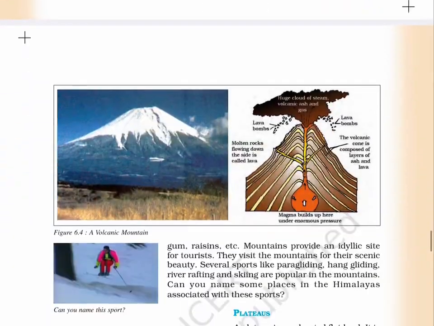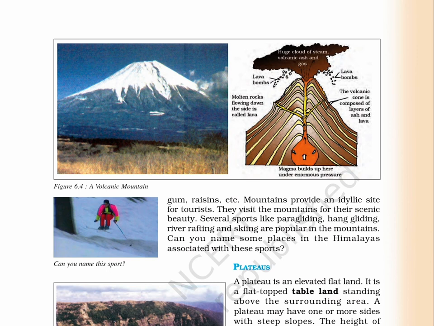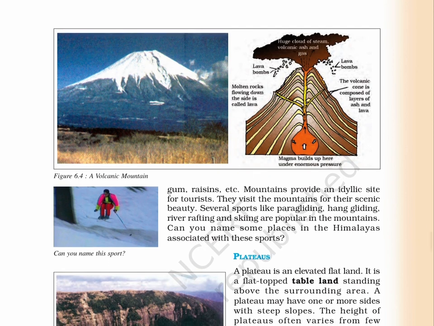Page number 42. Figure 6.4 shows a volcanic mountain. Magma builds up here under enormous pressure. The volcanic cone is composed of layers of ash and lava. Molten rocks flowing down the side is called lava. Also, we see huge cloud of steam, volcanic ash and gas. Along with that, we see lava bombs flowing down.